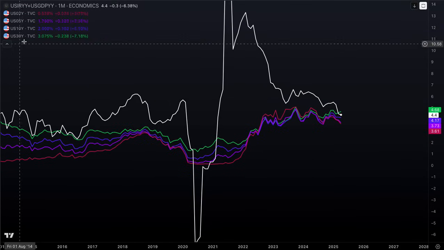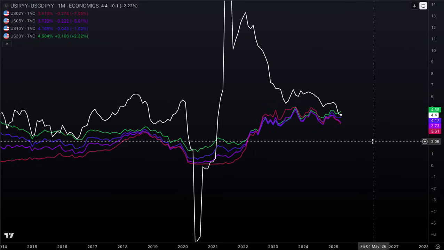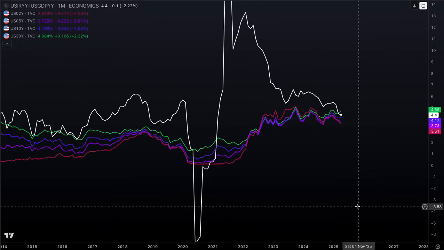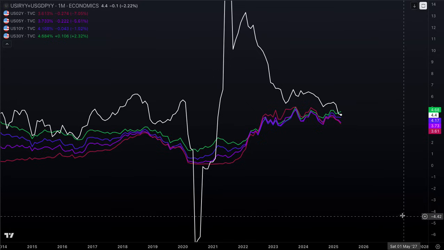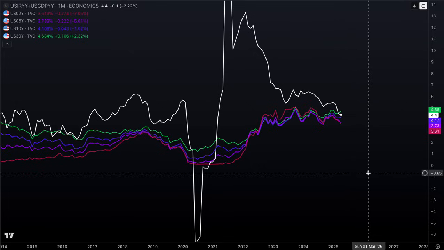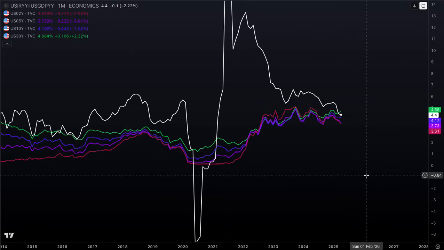And what we're seeing here, the 30-year has crossed over nominal growth. Right now, the 30-year is 4.7%. Nominal growth is only 4.4. The 10-year treasury is currently, this is slightly lagged data, right there at like 4.39, right at nominal growth.